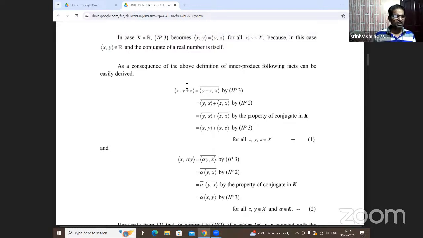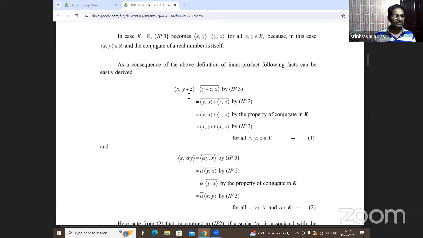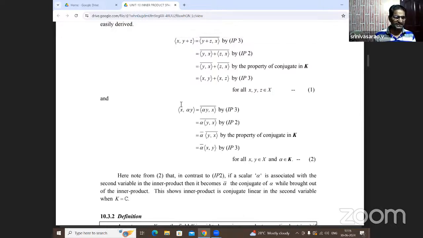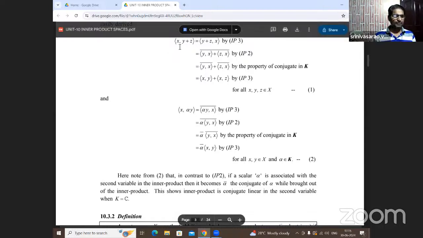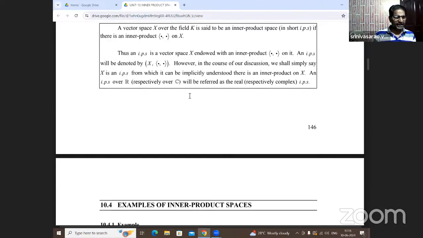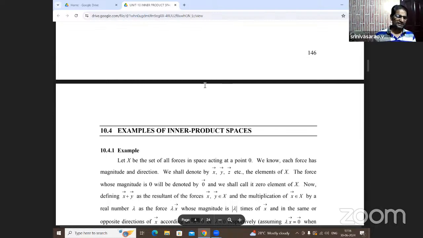This is also one of the short answer questions, given by the conjugate symmetry. What is the value of the inner product of x with y plus z, and of x with alpha y? It reads as the inner product of x and alpha y, and the inner product of x and y plus z. Again, this definition throughout the complex numbers is also well defined, in the same manner. The above definition holds throughout the real numbers, either real numbers or complex numbers. That is the definition of inner product space.